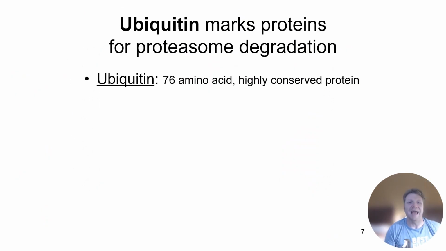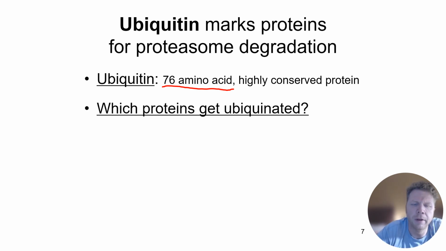Now, let's talk about the tag, ubiquitin. Ubiquitin is the tag that we apply to a protein that we want to degrade. Ubiquitin marks a protein for proteasomal degradation. Ubiquitin itself is a 76 amino acid long protein. Think about that term, protein versus polypeptide. If something is 50 amino acids, it's still largely considered a polypeptide, but once you exceed 50 amino acids, then you're talking about a protein. So ubiquitin is 76 amino acids. That is what we add to a protein to signal that we need to degrade it.